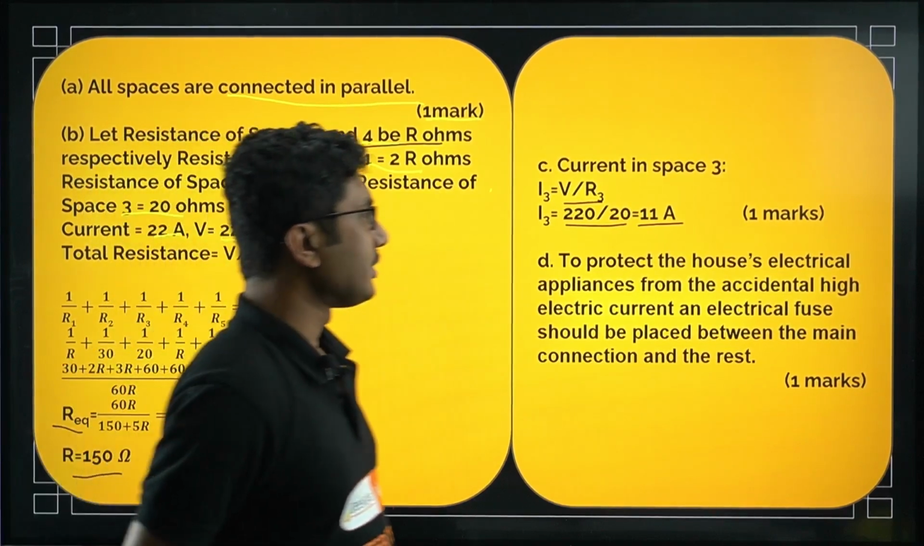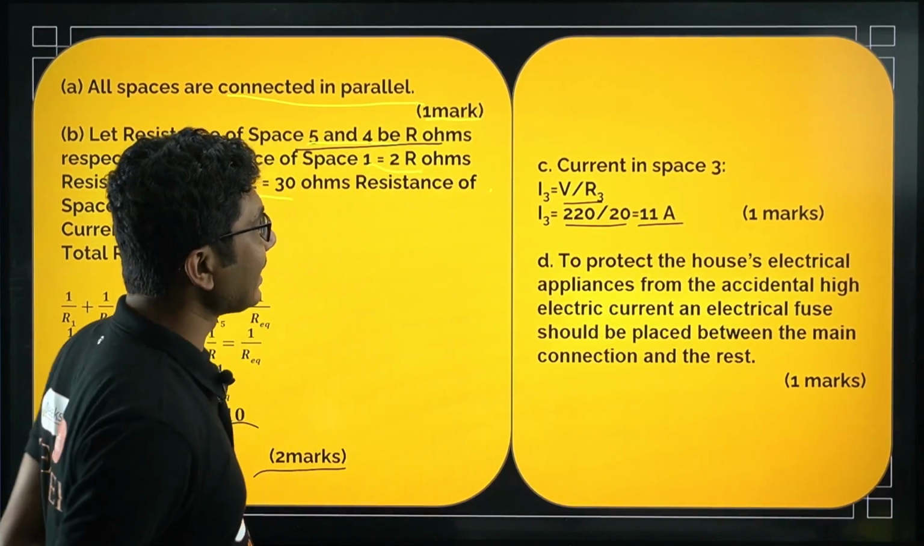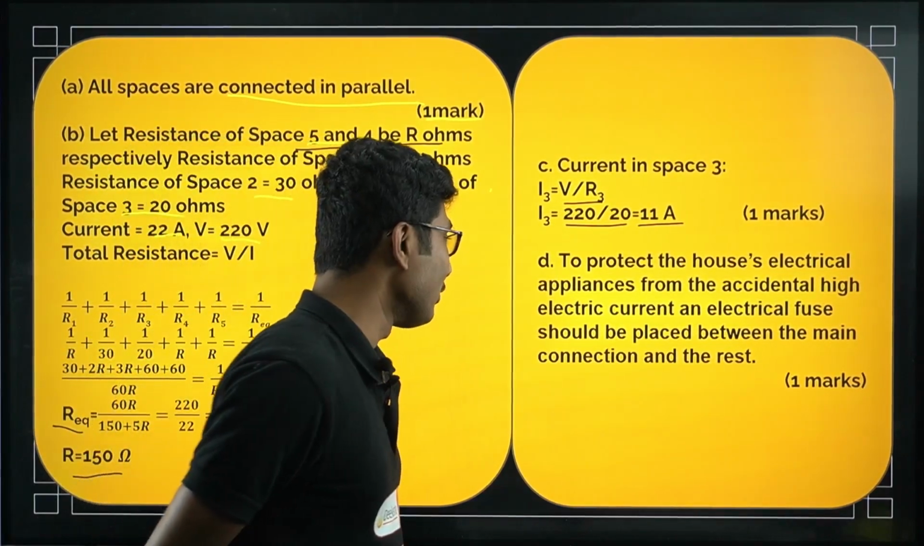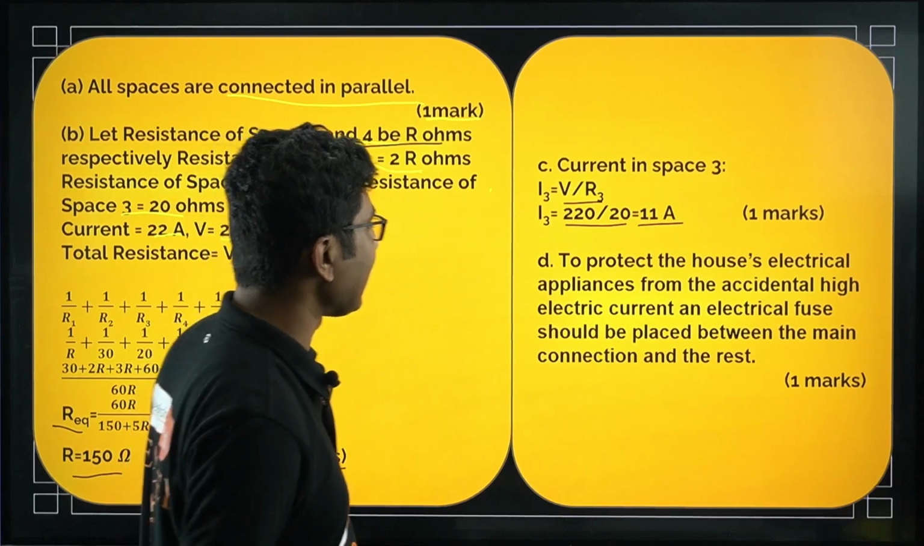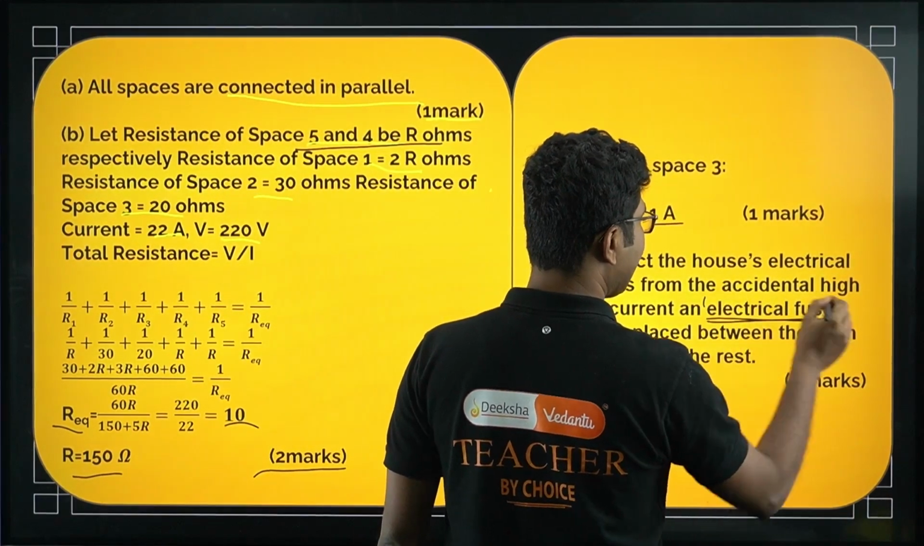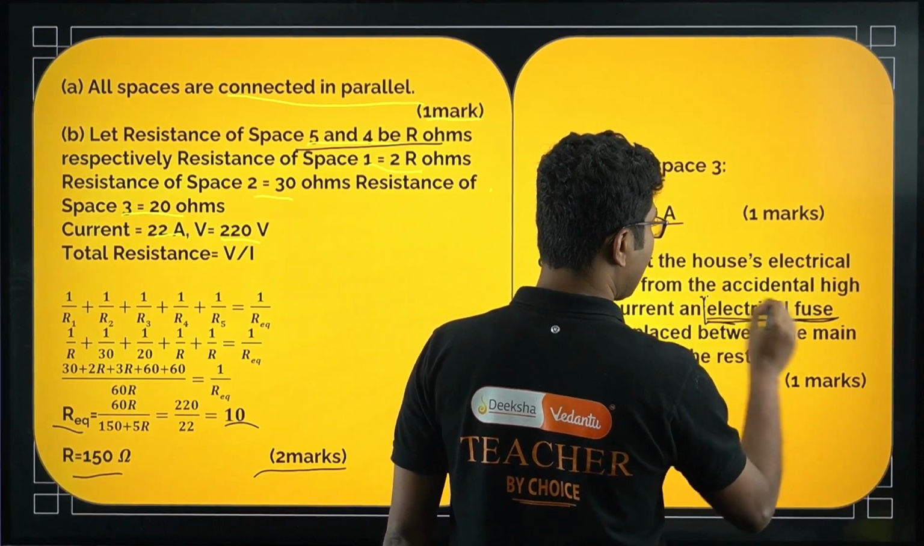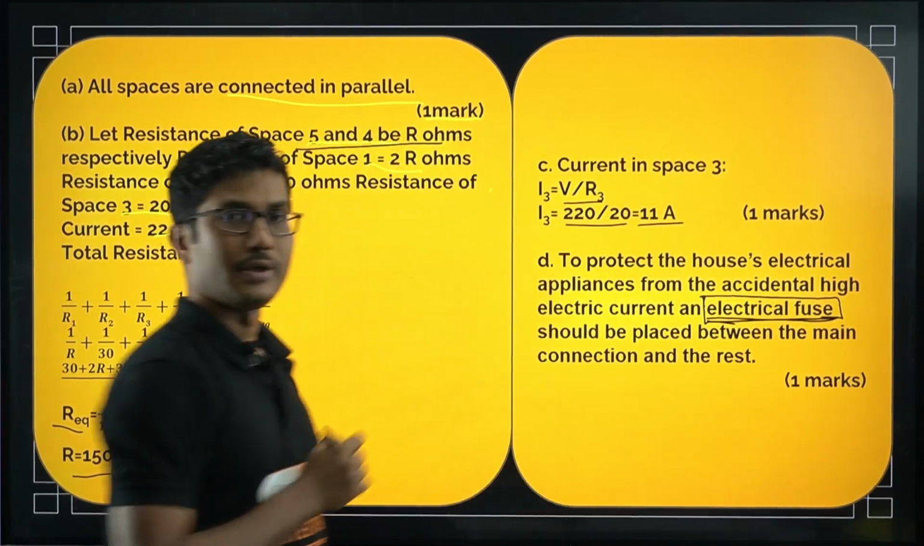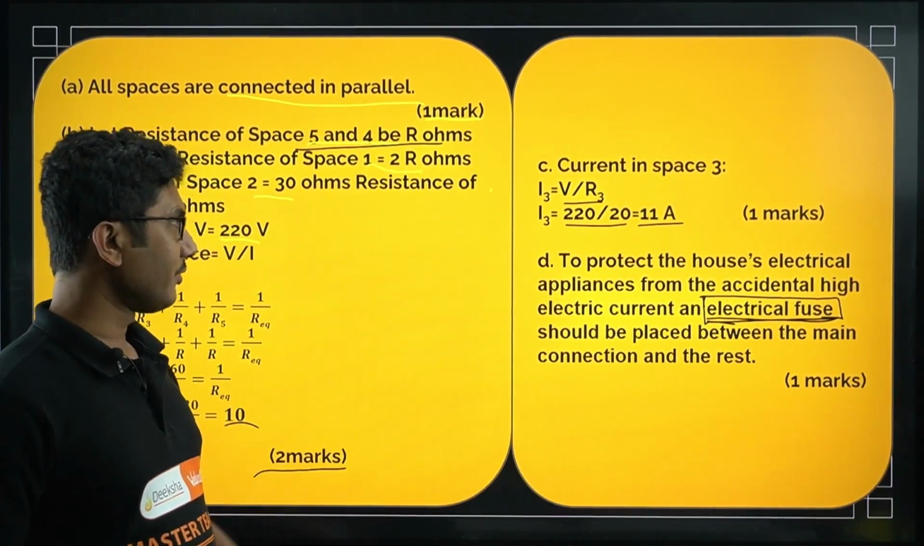To protect the house electrical appliances from accidental high electric supply, an electrical fuse should be placed between the main connection and the rest. So the answer is electrical fuse. You can highlight this part, electrical fuse must be used. Right, this is the answer for the question.